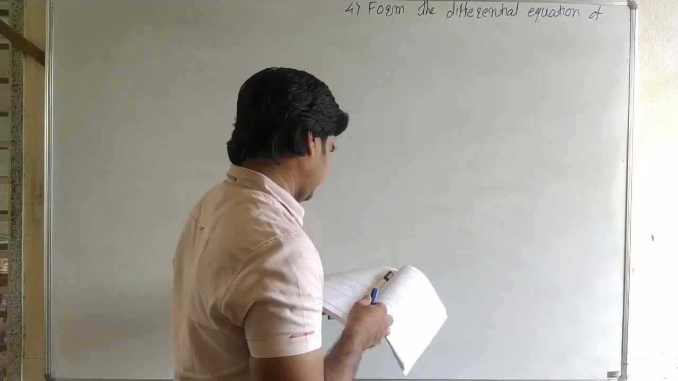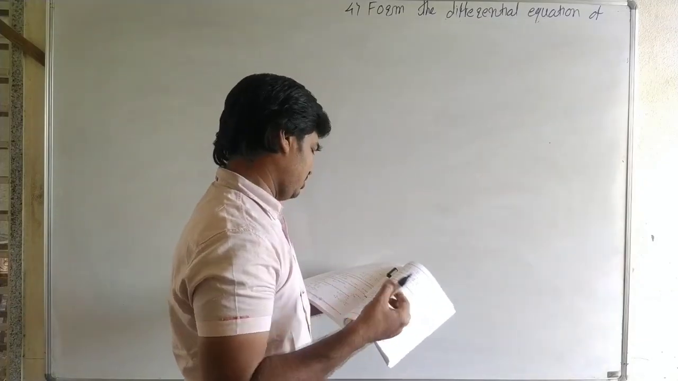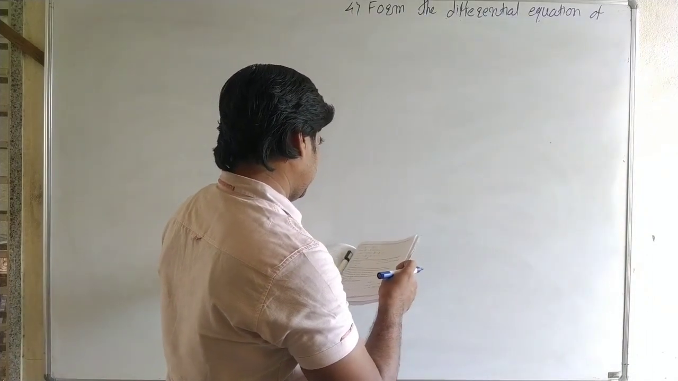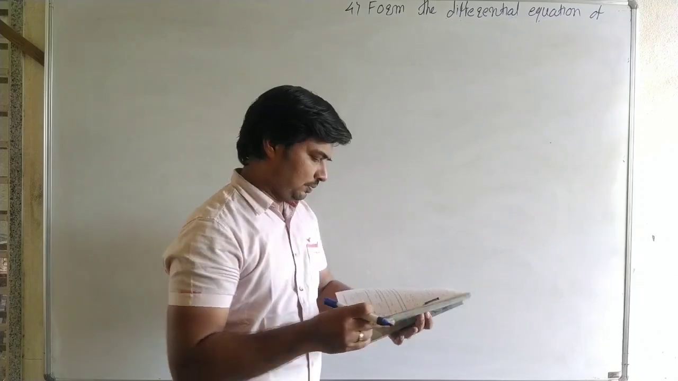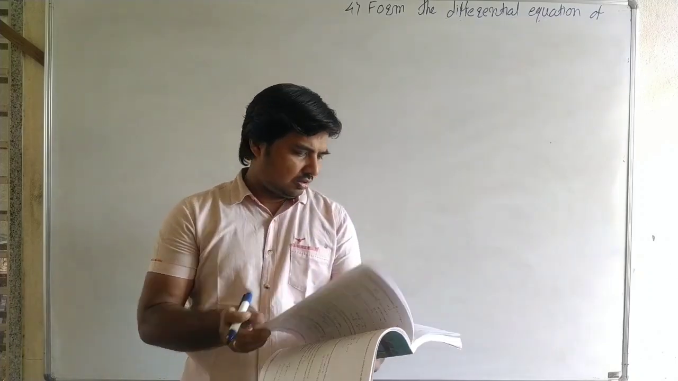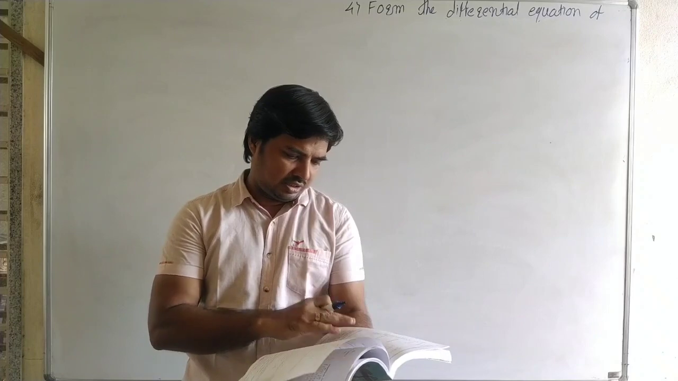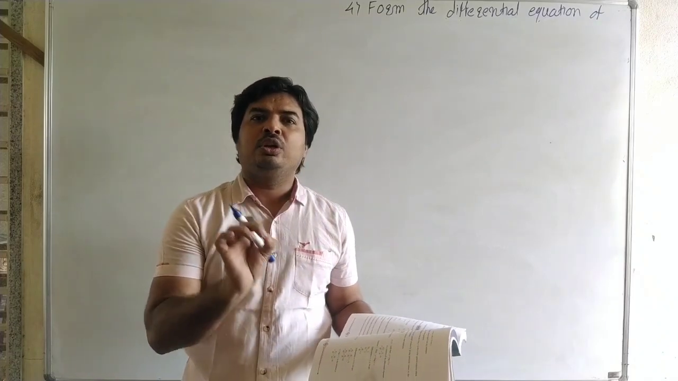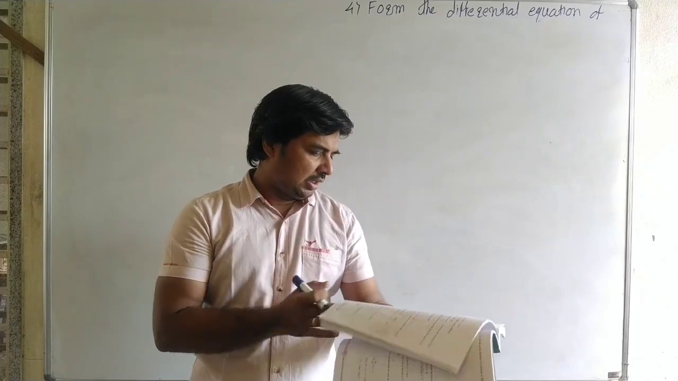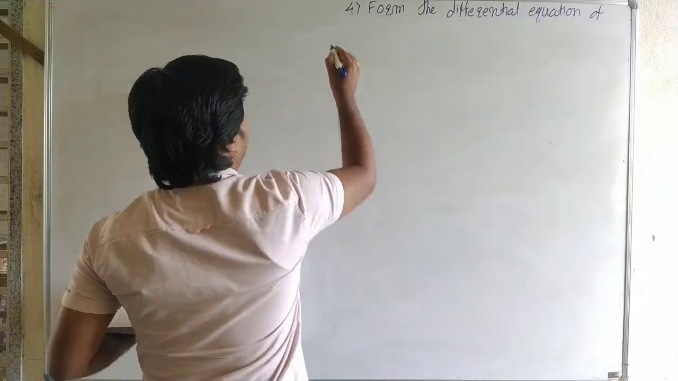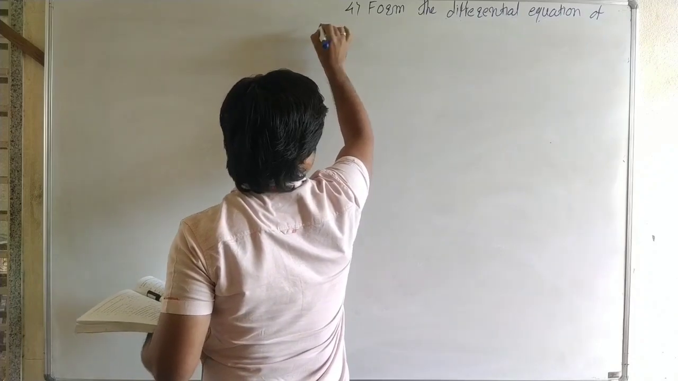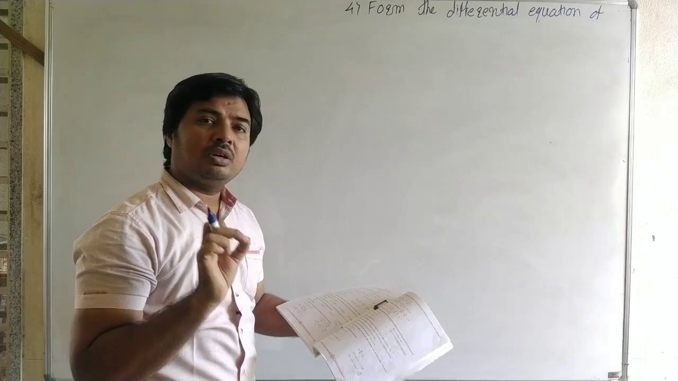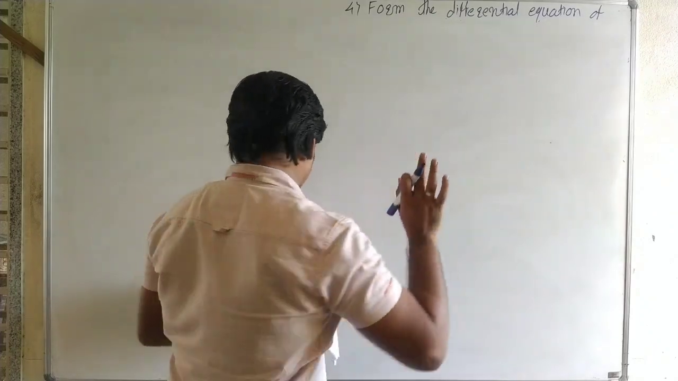Now the third example, form the differential equation of an ellipse whose major axis is twice the minor axis. Now this example is already done in our exercise 6.2 and example number 4, in our video lecture number 4. For the solution of the third example, see our lecture number 4 of this chapter.